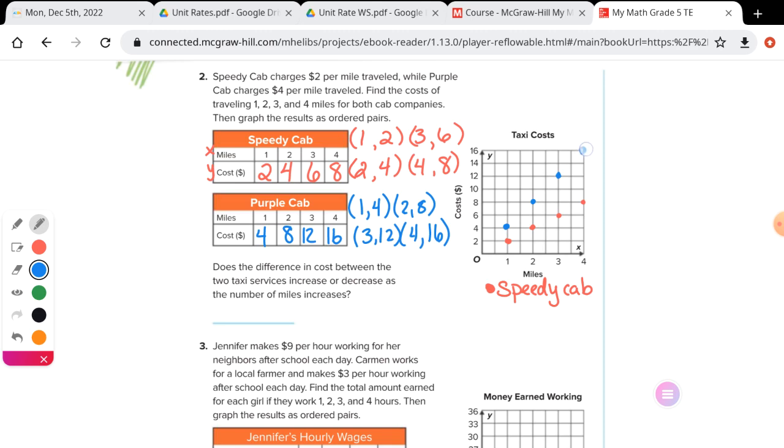Good job. Okay, one more thing. Brendan, what am I missing? Your dot under... Yeah, I have to tell, what does my blue dot represent? Purple cab. Purple cab.